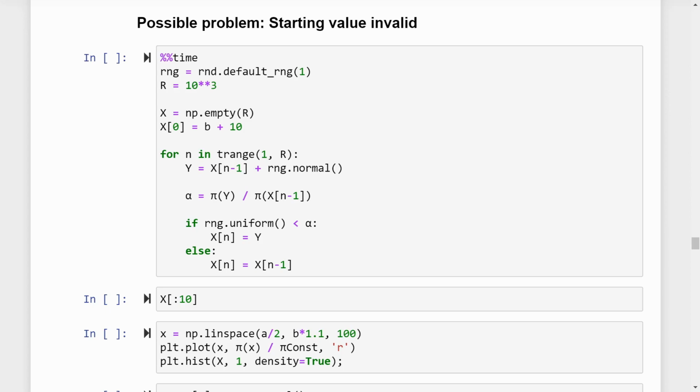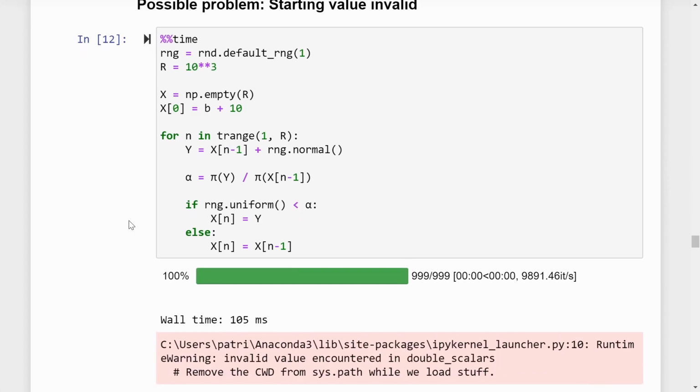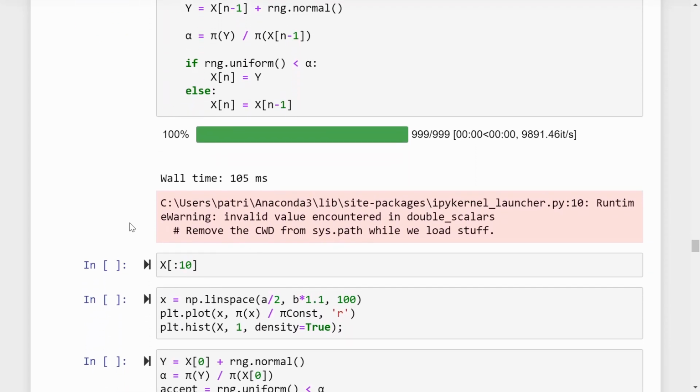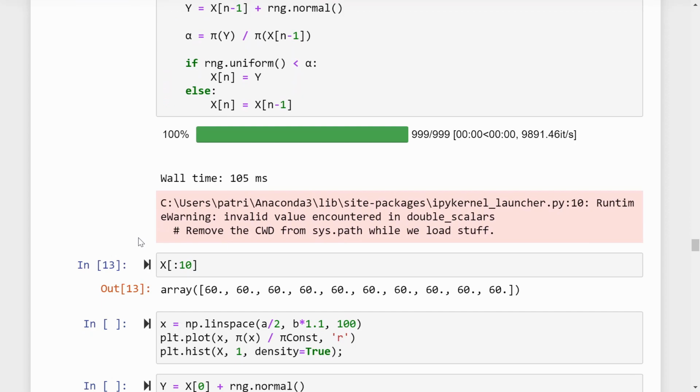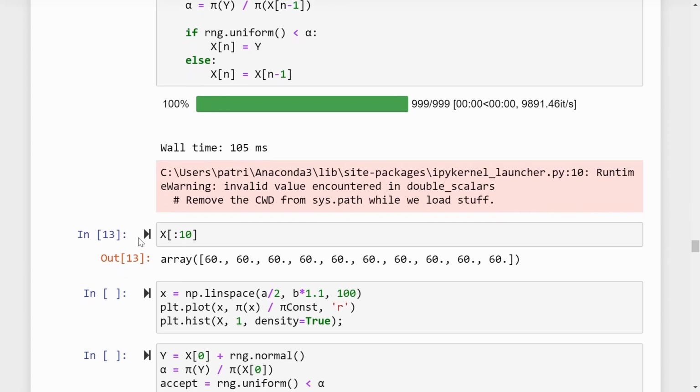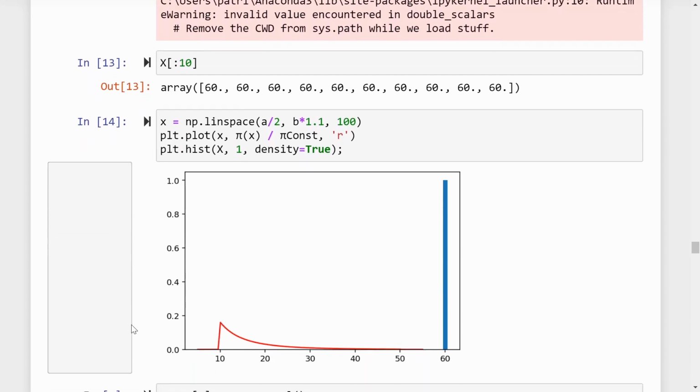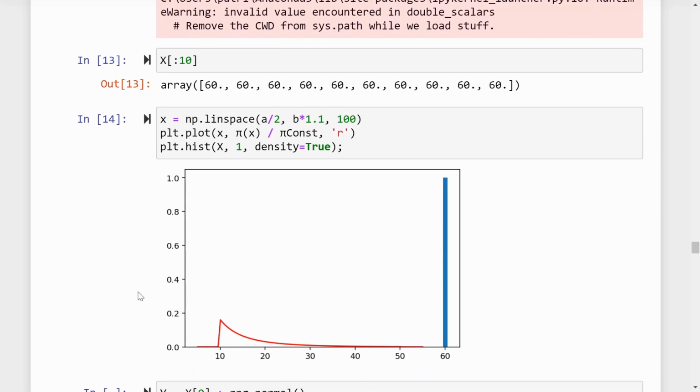Asking for 1000 samples spits out some warning. If we look at the first part of the chain, it's just staying at the same point. The histogram shows that this continues on for all 1000 samples. We never move off the starting point.